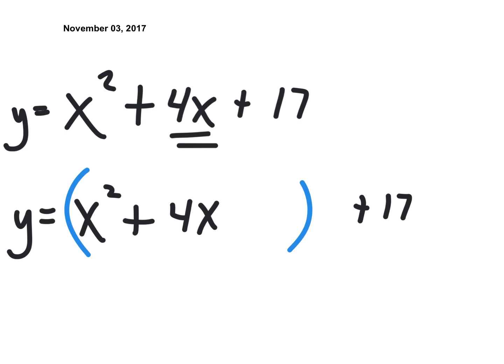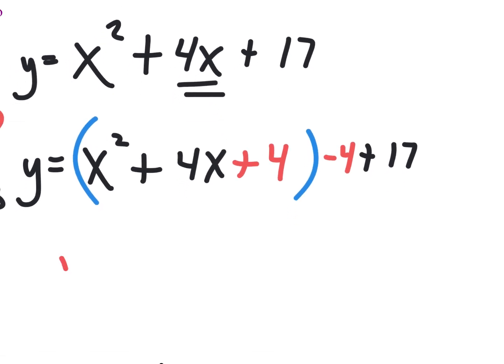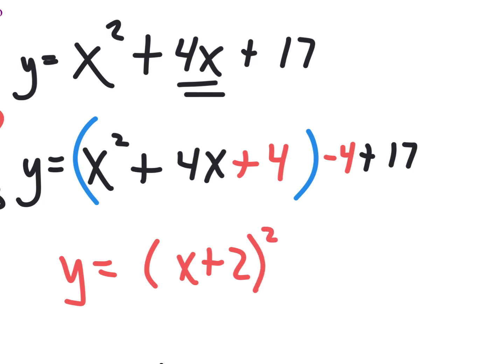Okay, half of the 4 is 2. 2 squared is 4. And then you remember the negative 4? Does that ring a bell? Cool. Then this is x plus 2 quantity squared, and then that is plus 13. I think I did it right. Anybody else get that answer? Cool. Now I know the vertex.